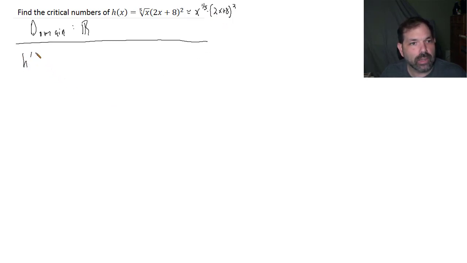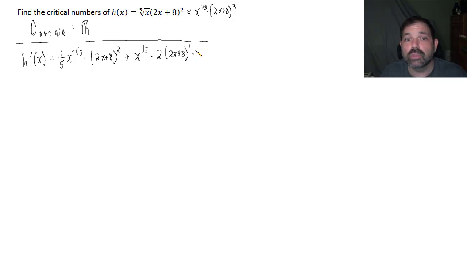So then h prime of x would be 1/5 x to the negative 4/5 times (2x plus 8) squared, plus x to the 1/5 times 2 times (2x plus 8) to the first times 2 from the chain rule.